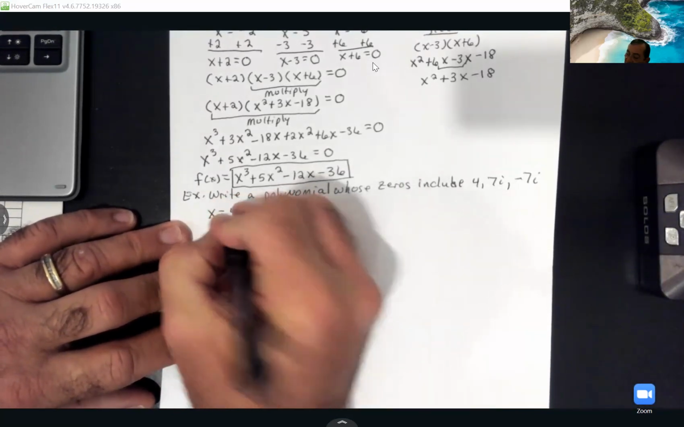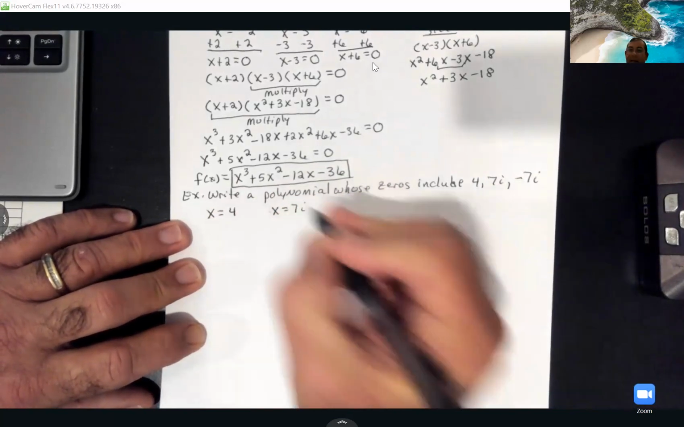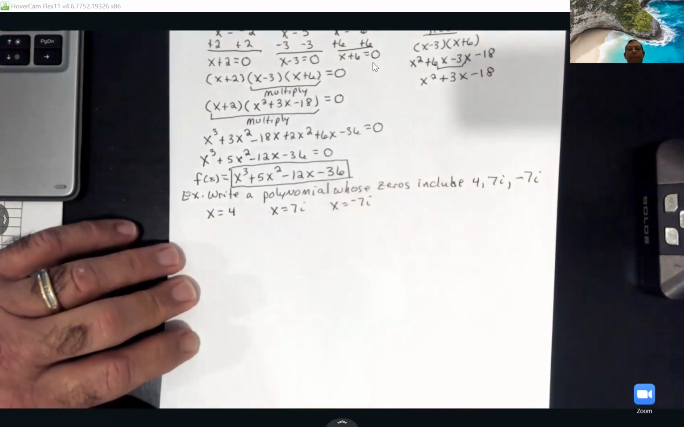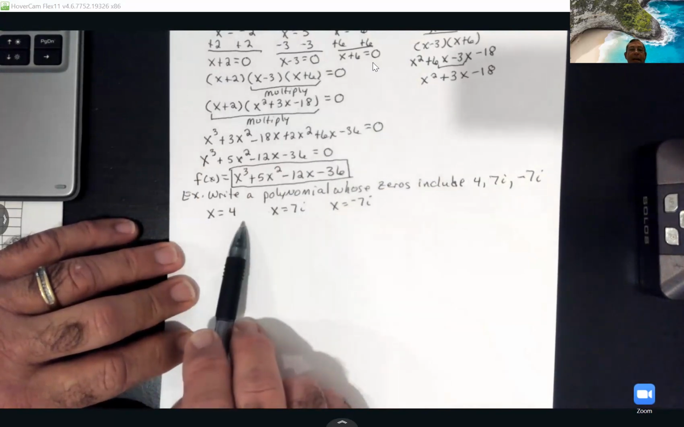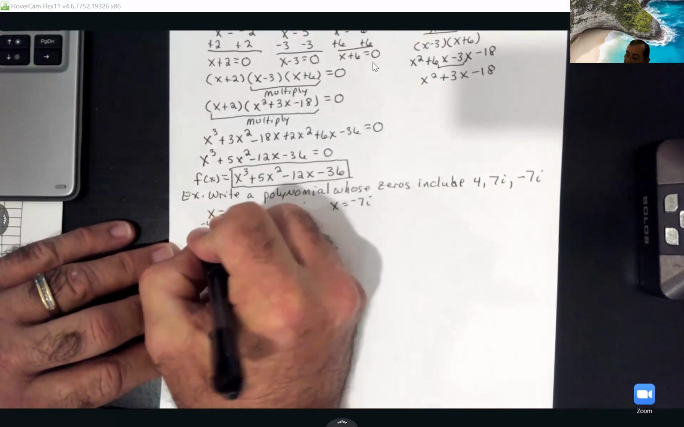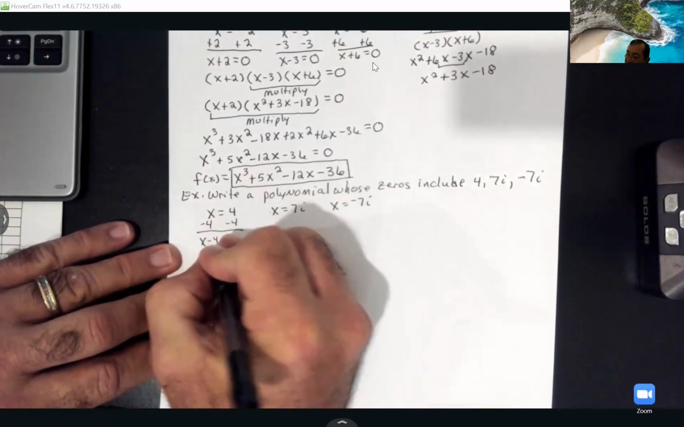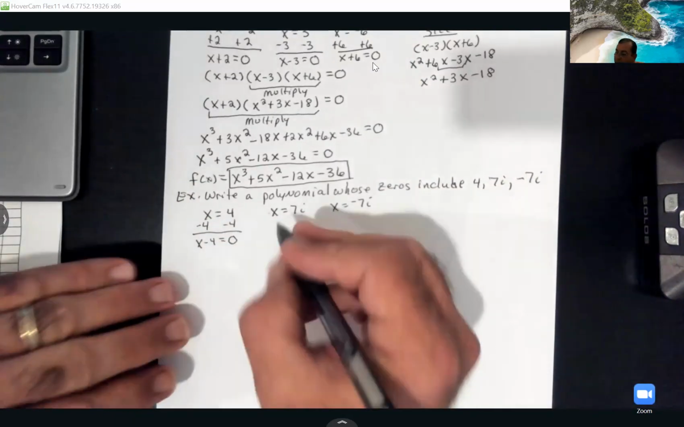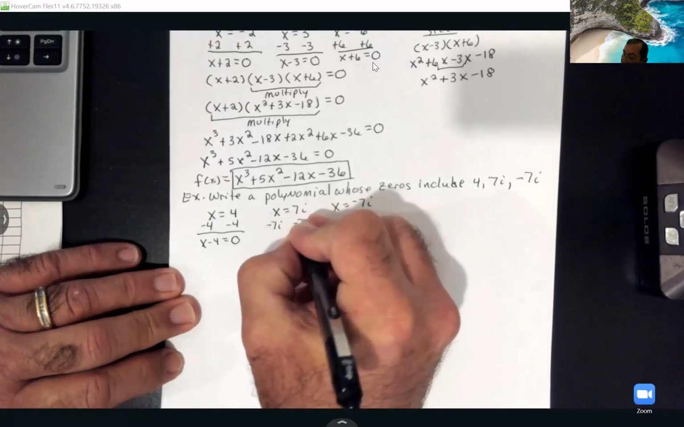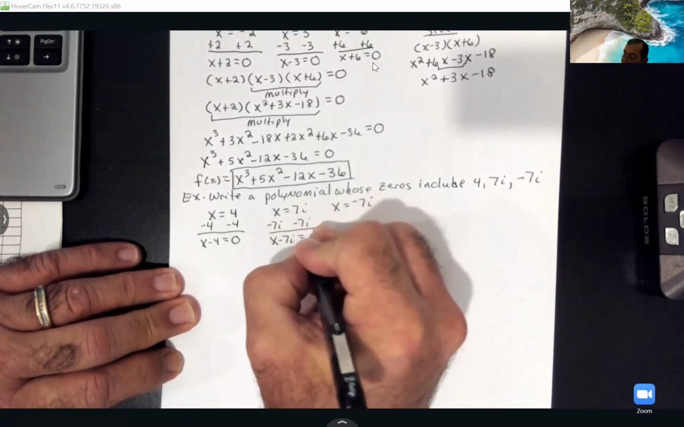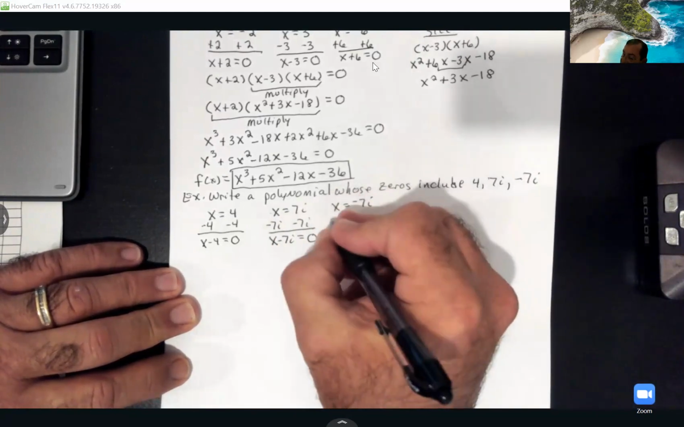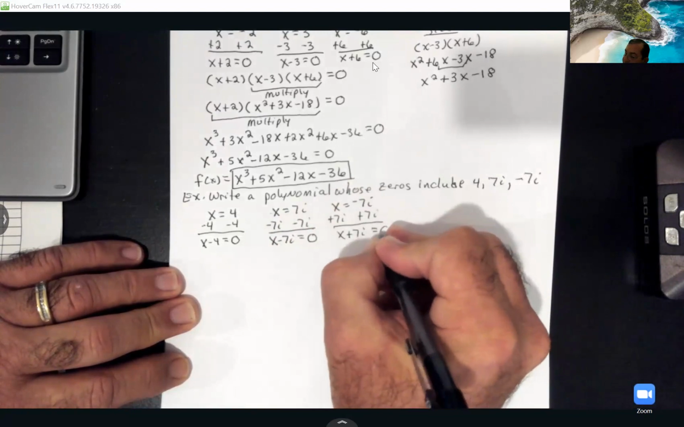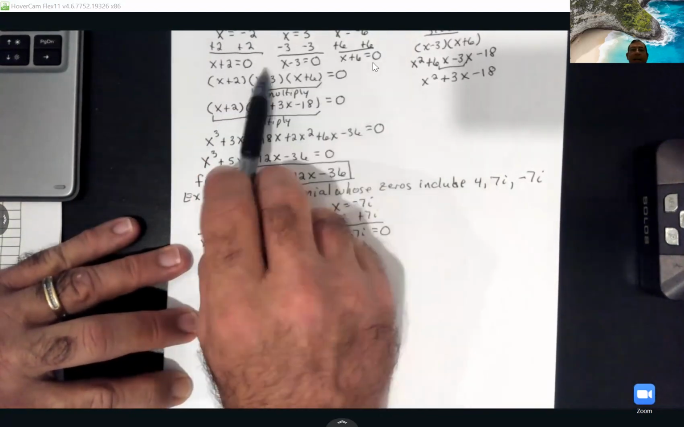So we got x equals 4, x equals 7i, and x equals a negative 7i. Okay. Now notice, like up here, we need to get a 0 on the right side. So we're going to subtract 4 on the first one. So I get x minus 4 equals 0. Right here, we'll subtract 7i from both sides. And on the third one, I'll add 7i to both sides. So this one will give me x plus 7i equals 0. All right, so we got zeros on the right side like we did up here.